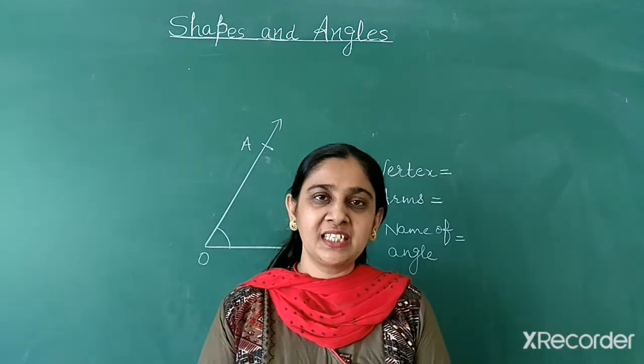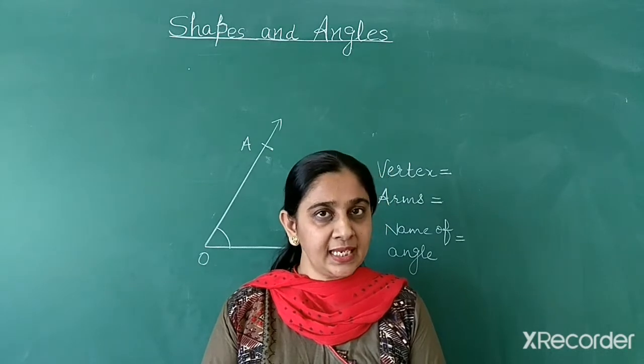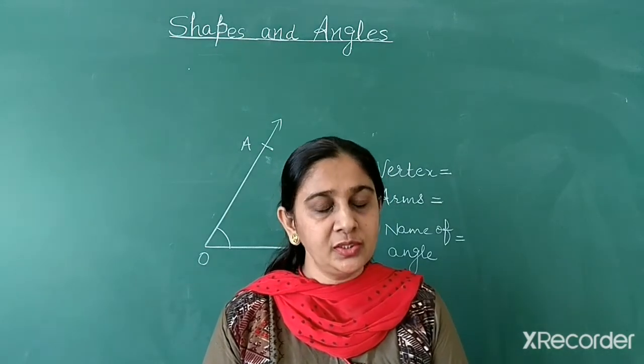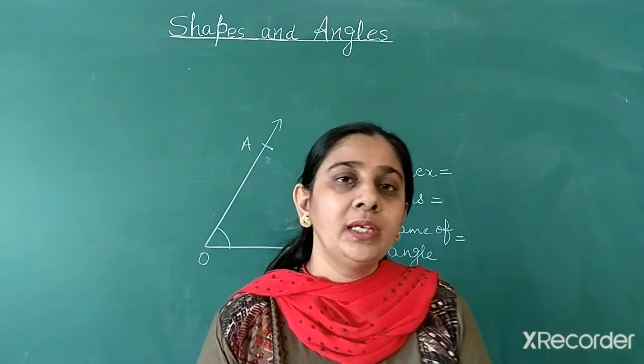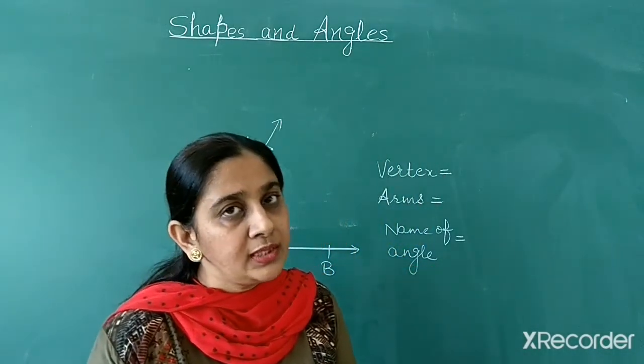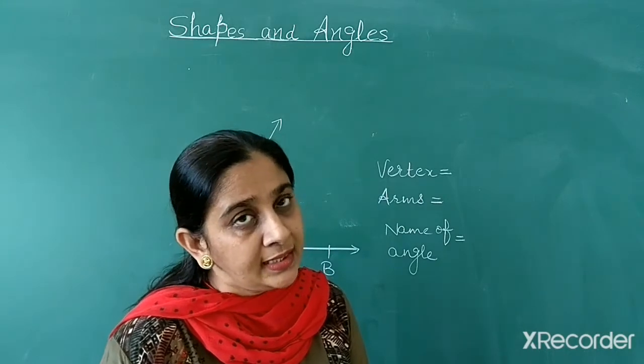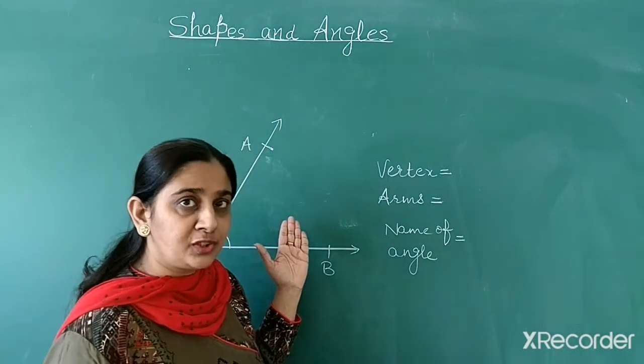So, dear children, once again we will continue the chapter shapes and angle. In the previous classes, children, you have learnt about the concept of angle. You know what is an angle? When two different rays meet at a common end point, they form an angle. So, here is an angle in front of you.